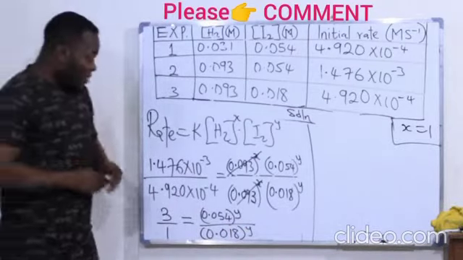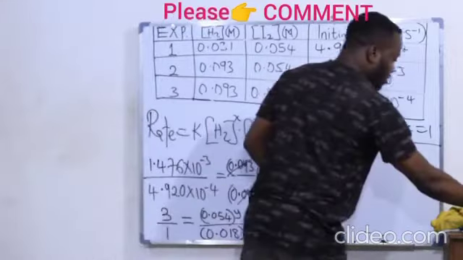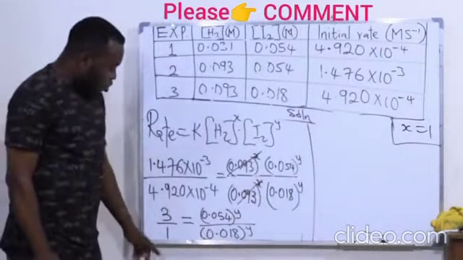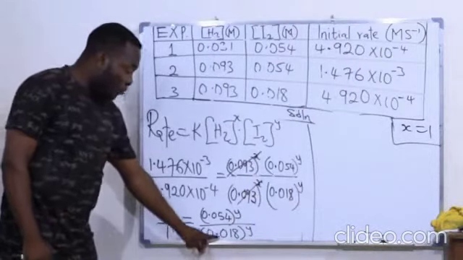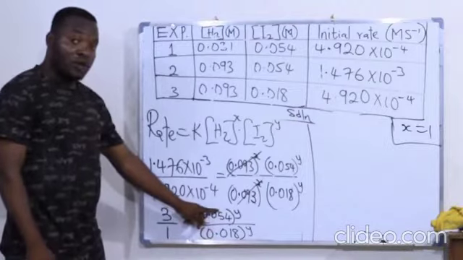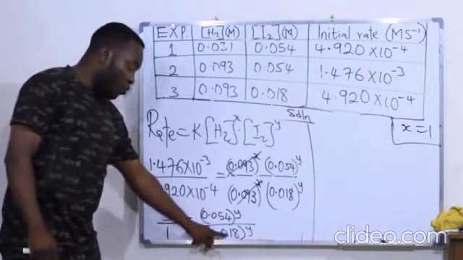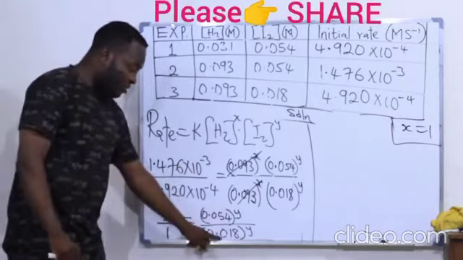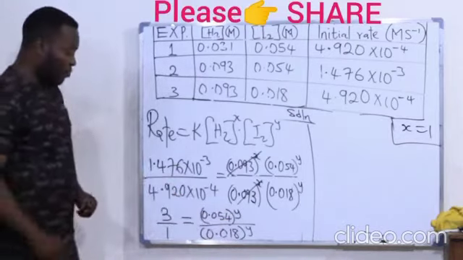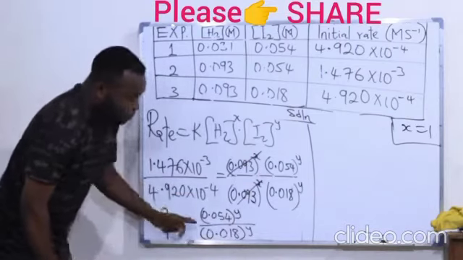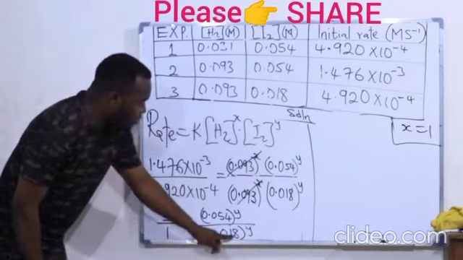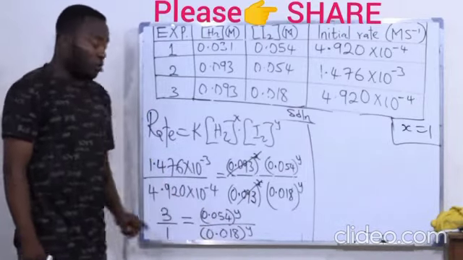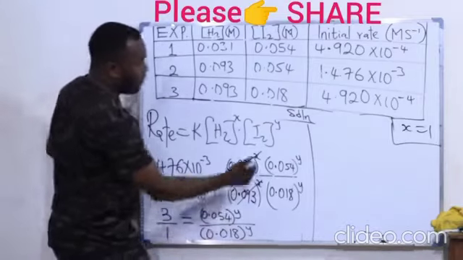Just as we did earlier, all we need to do now is very simple. What do we have to do? All we have to do is find what number we are going to multiply the lower value by to get this higher value. If I find the number that will multiply 0.018 to get 0.054, I will use that number in order to be able to cancel one of them. I know that 3 multiplied by 0.018 will give me 0.054.